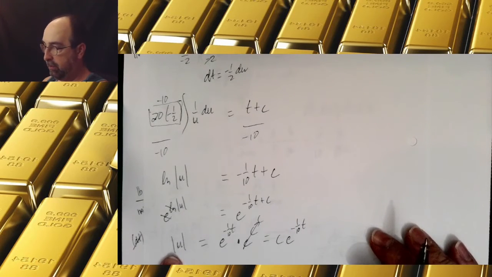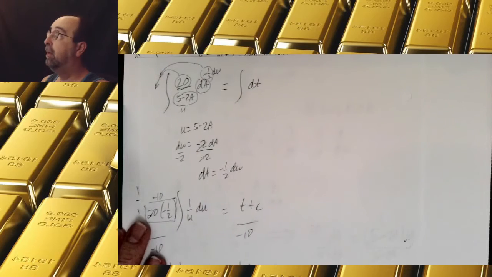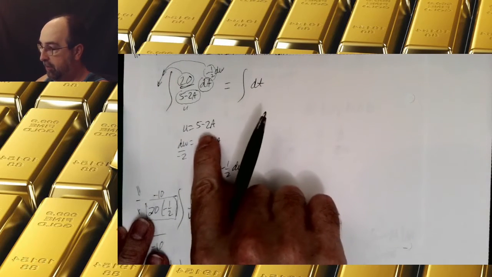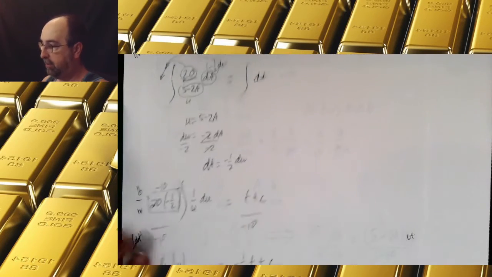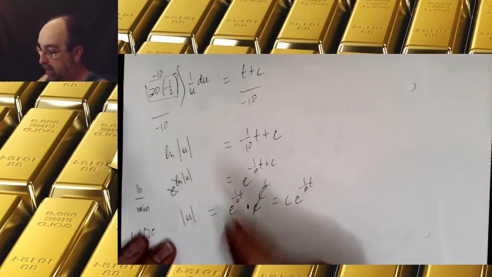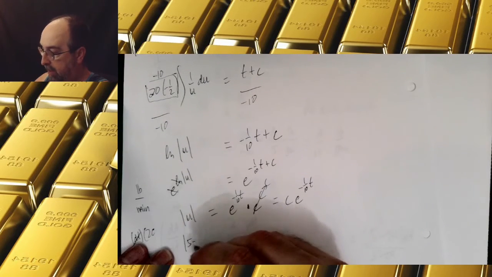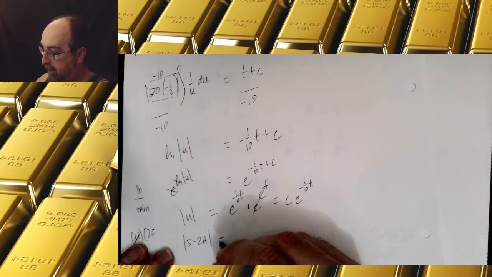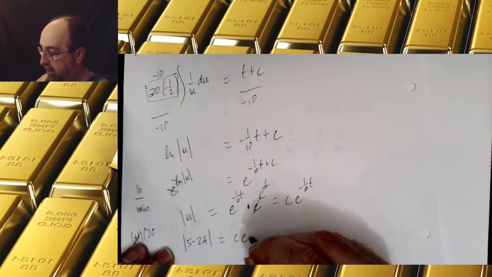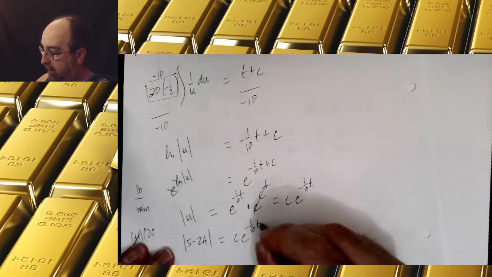And what in the world was u? Well, back up here, u was 5 minus 2a. So what we seem to be getting is that the absolute value of 5 minus 2a is equal to c e to the negative 1/10 t.